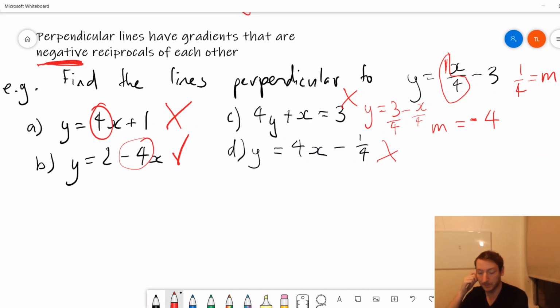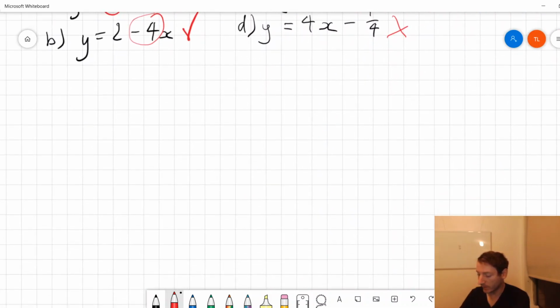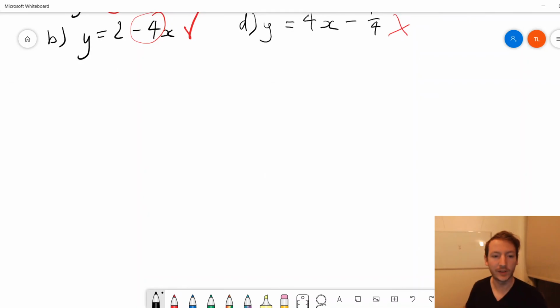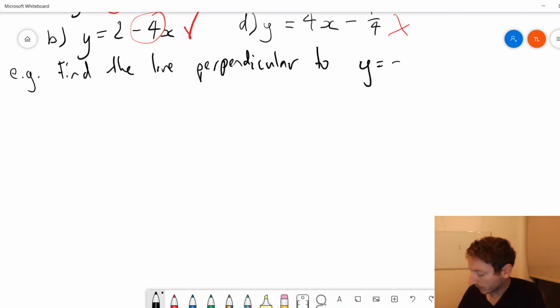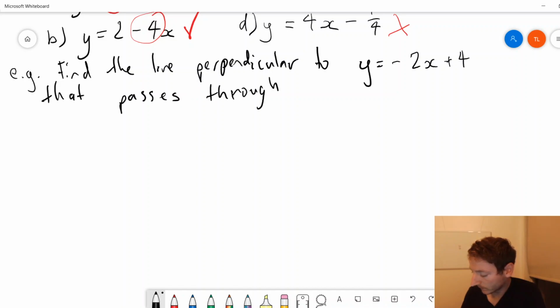That was perpendicular. So I'm going to do a question that's pretty much exactly the same as that last parallel one we did, but this time we're going to be finding the perpendicular. So e.g., find the line perpendicular to y equals negative 2x plus 4 that passes through negative 1, 2.